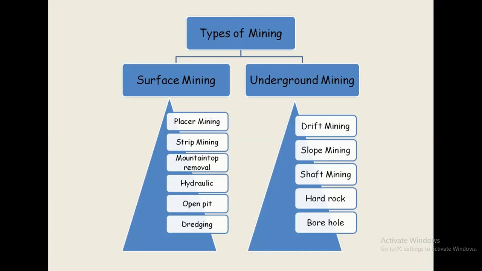Okay. In types of mining they have given two types, surface mining and underground mining, right? Under surface mining you can see placer mining, strip mining, mountain top removal, hydraulic, open pit and dredging. Under underground mining you can see drift mining, slope mining, shaft mining, hard rock and borehole. So these are the different types of mining coming under surface mining and underground mining. Okay, so let's move on.